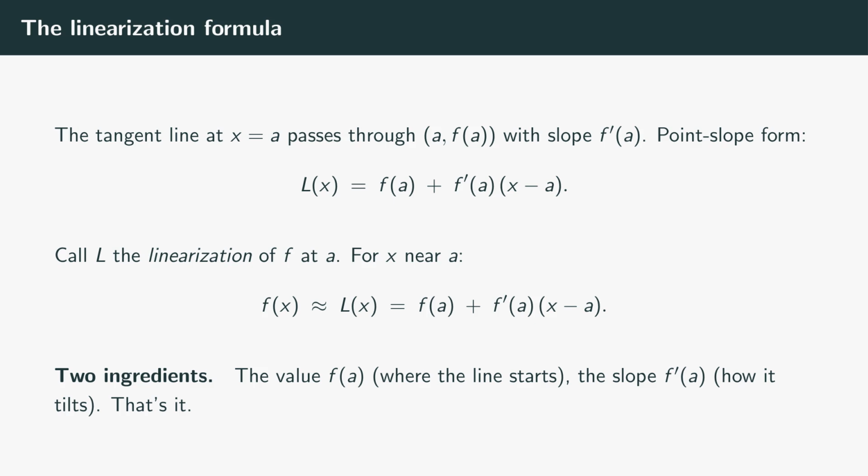Look at the formula structure. Two ingredients. The value f of a tells you where the line starts. The slope f prime of a tells you how it tilts. Together, they pin down the line completely. To use the formula, you need to evaluate f and f prime at one convenient point a, usually a round number where the arithmetic is easy, and then you can estimate f at any nearby messy point.